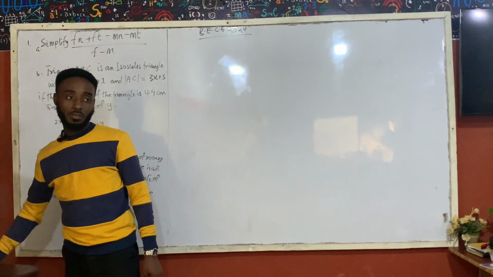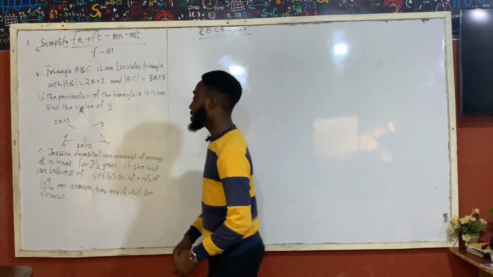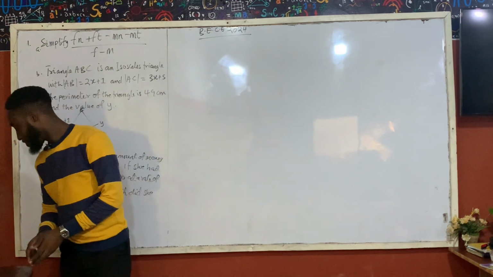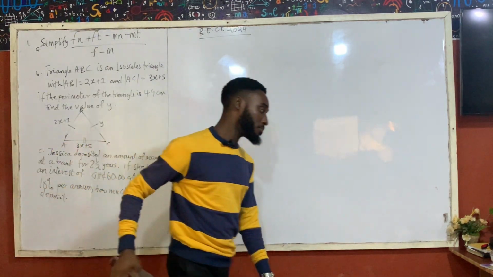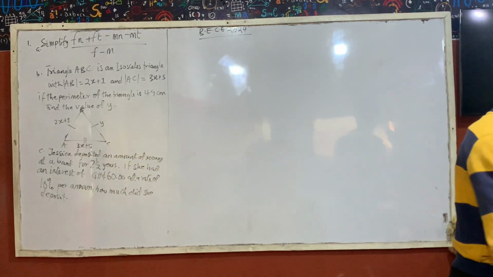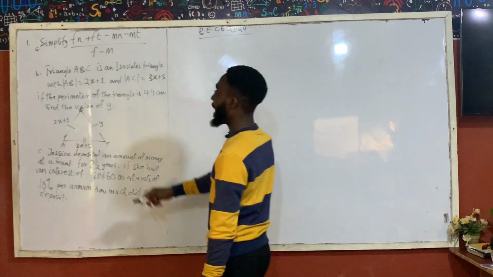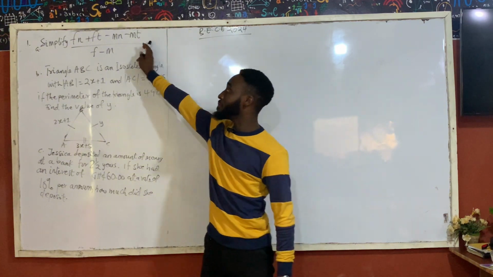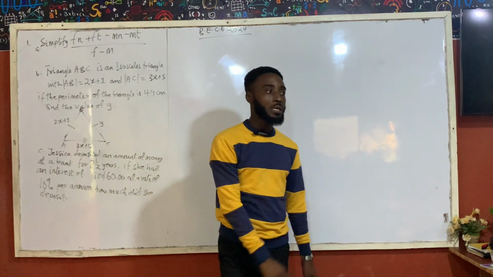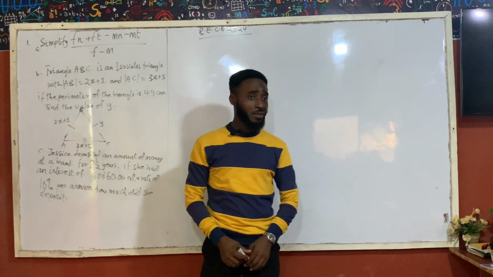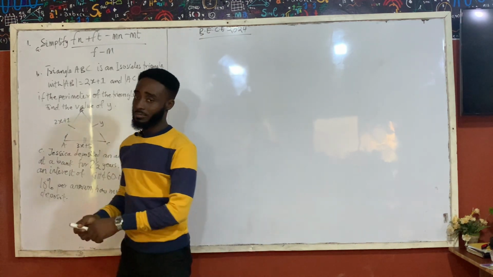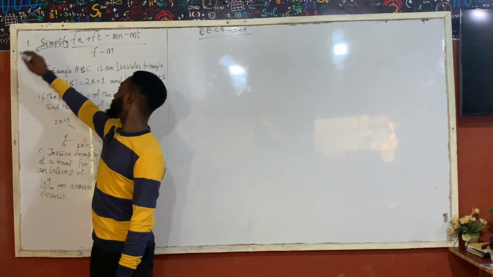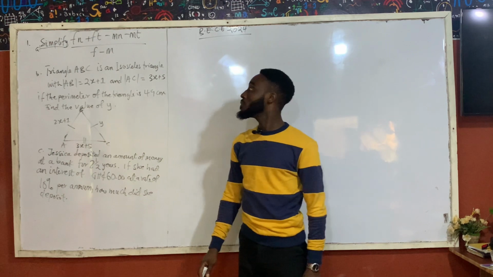Solving BC questions. All right, so let's quickly solve these questions. The first one: simplify fn plus ft minus mn minus mt all over f minus m. Simplify simply means to make something simpler, it's in the word. So let's see what we can do about this.